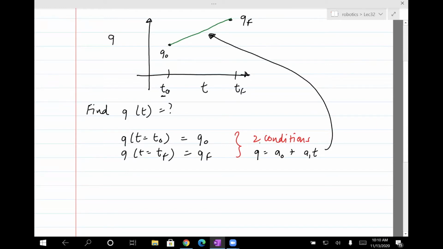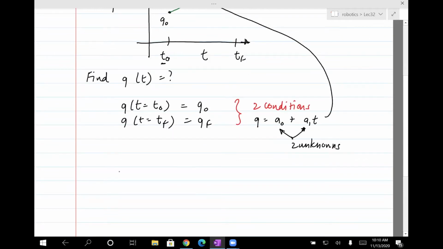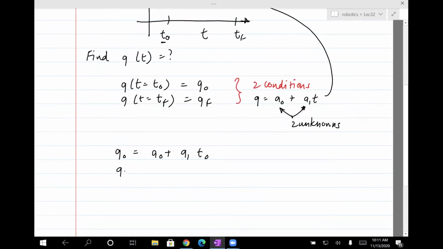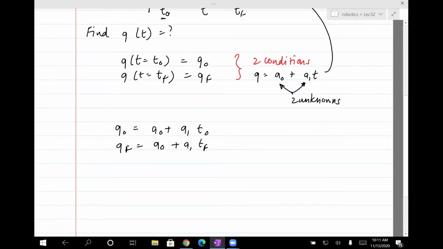So notice there are two conditions and there are two unknowns. So we can set up two equations to solve for those two unknowns. So here's how we proceed. First, Q equals Q0. We sub in the value of t in the expression for the line. So we have a0 plus a1 t0, and then we have QF equals a0 plus a1 tf. Okay, so once we substitute that, we can now solve.